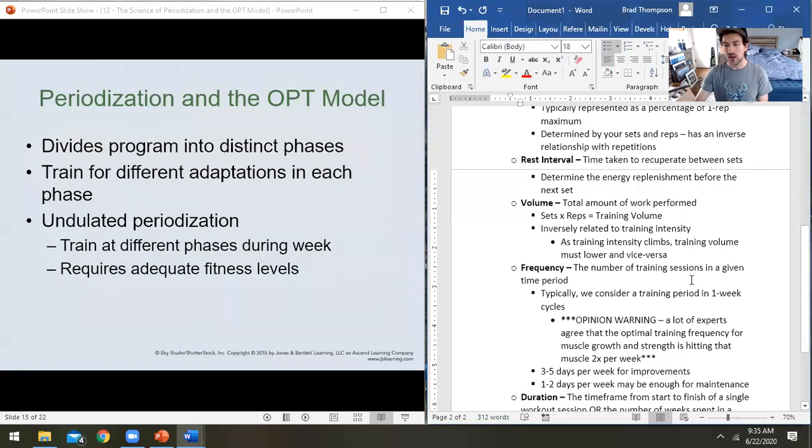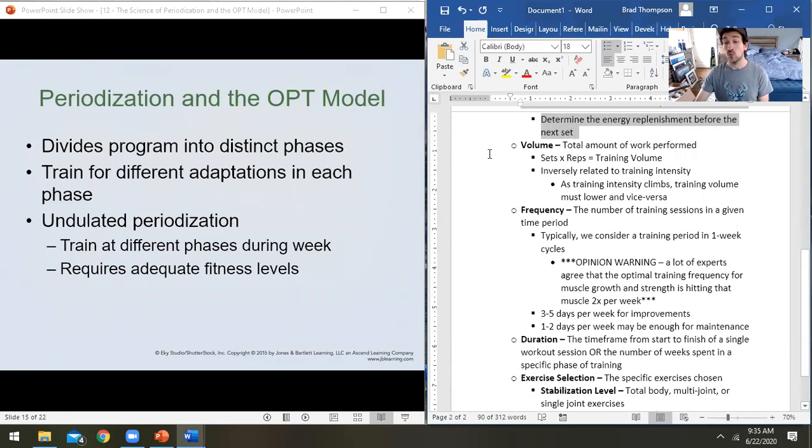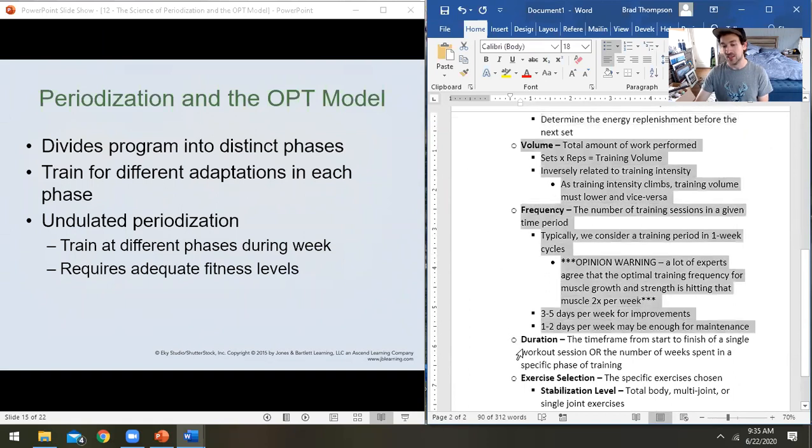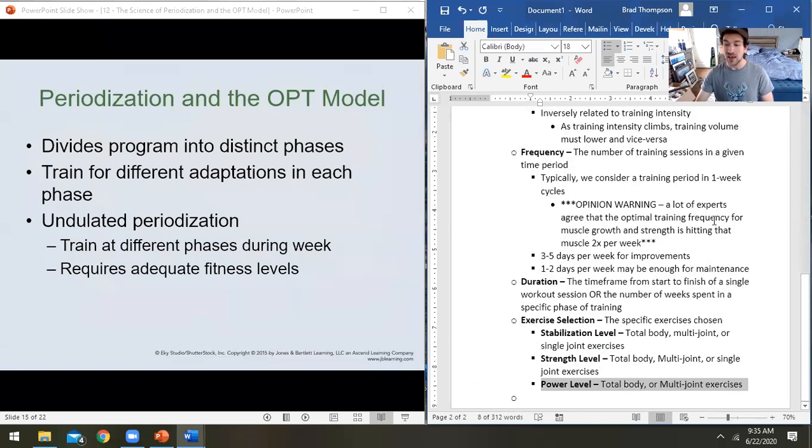For the most part, you guys are going to be considering these things when you are writing individual workouts, but you want to make sure that you have all of these things considered in the back of your head while you're writing that program.